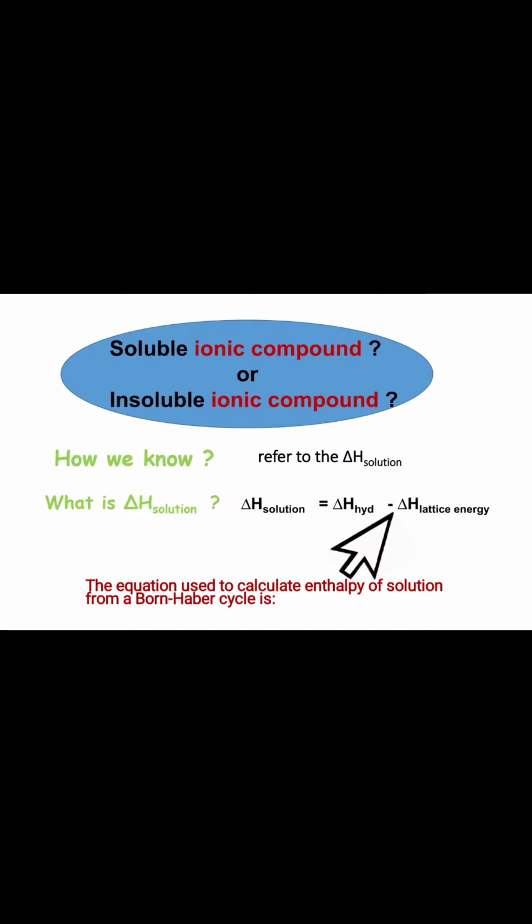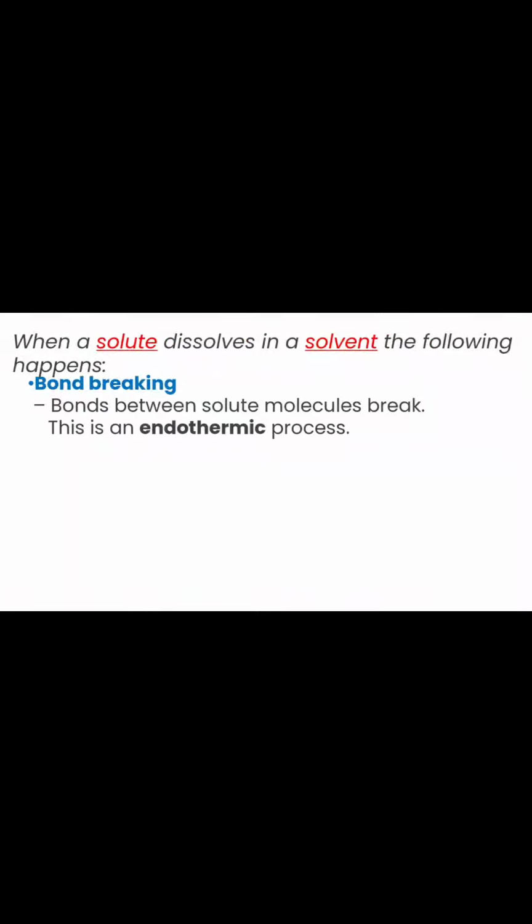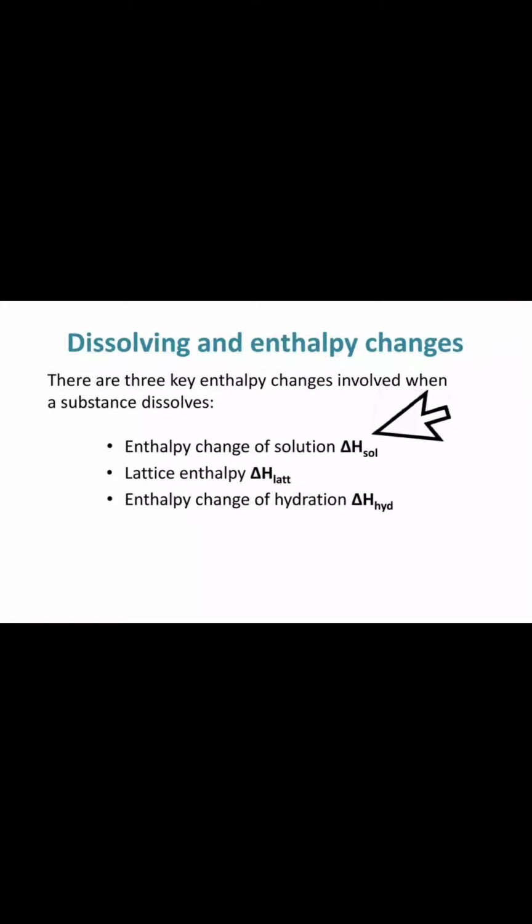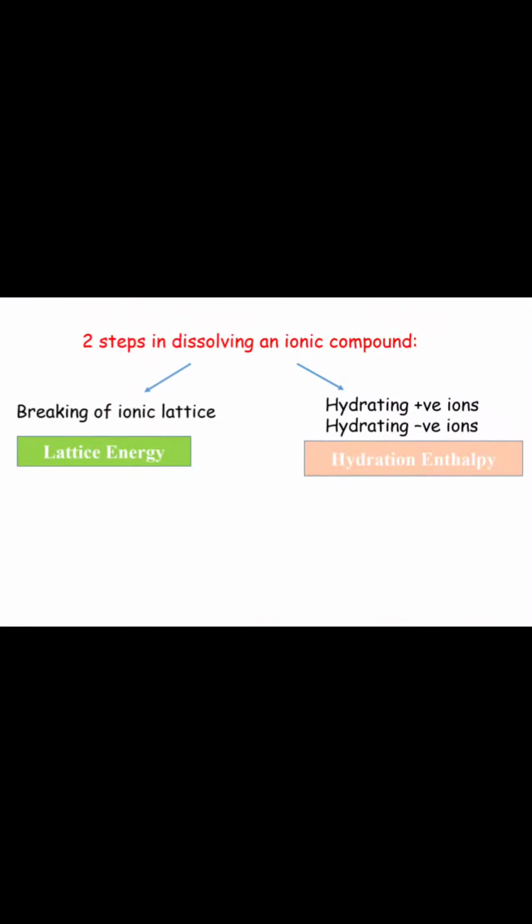Before we use this formula to solve the problem, let's see what is happening when a solute dissolves in a solvent. It involves bond breaking and bond formation. There are three key enthalpy changes involved when a substance dissolves: enthalpy change of solution, lattice enthalpy, and enthalpy change of hydration. There are two steps here in dissolving an ionic compound.